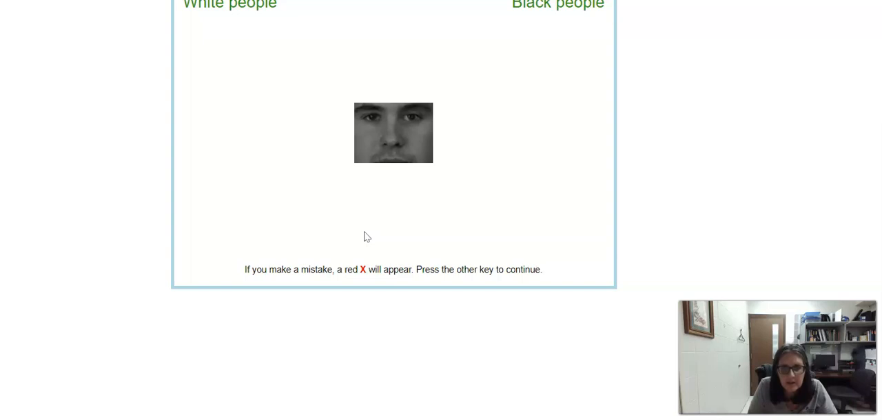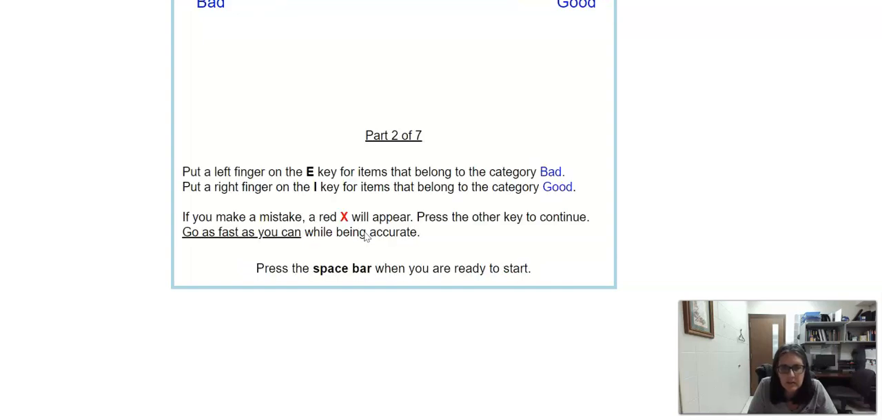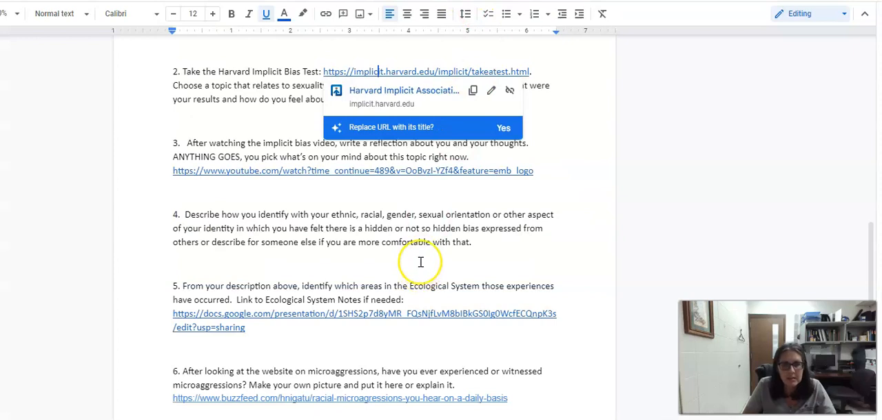And then it'll eventually do another one. There we go. So this is part 2. And then it's going to have you do the E key for bad, I key for good. Okay, I'm hoping this makes sense. And again, you go as fast as you can. So I'm going to leave this. It'll bring you to different stages.